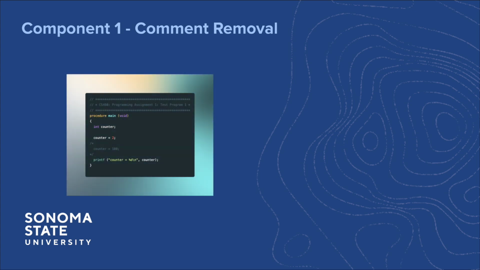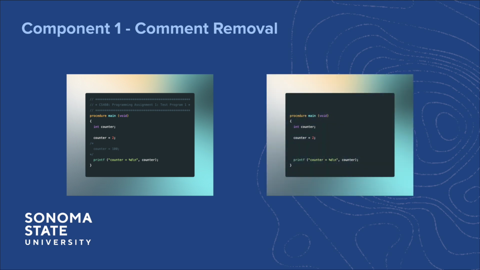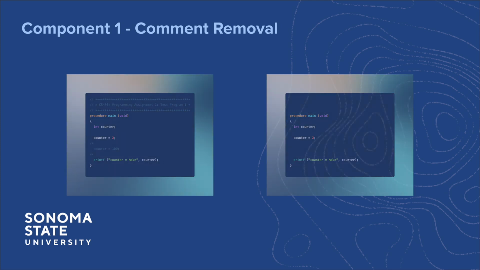Looking at this file, we can see a combination of standard comments as well as block-style comments. After running the comment removal component, we can see that the logic of the file remains the same, but we no longer have comments. Spacing and line numbering remain the same so that correct error messages can be given to the user if they give the interpreter bad input.